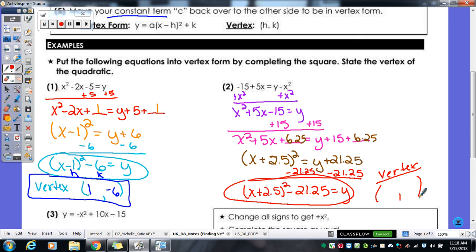So what is our vertex? Negative 2.5, because remember the x part of your vertex changes sign when you take it out of that parenthesis. And then negative 21.25, I ran out of space. That would be our vertex.